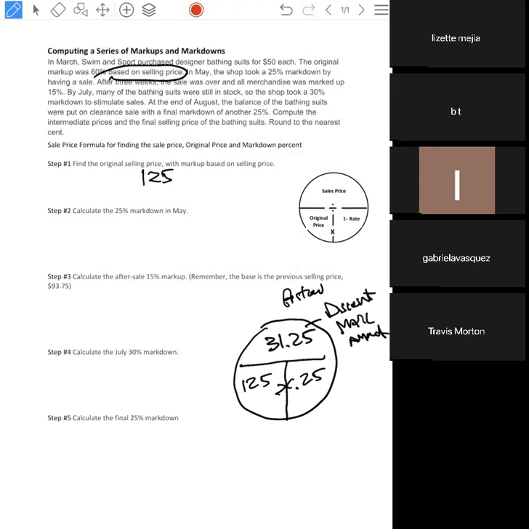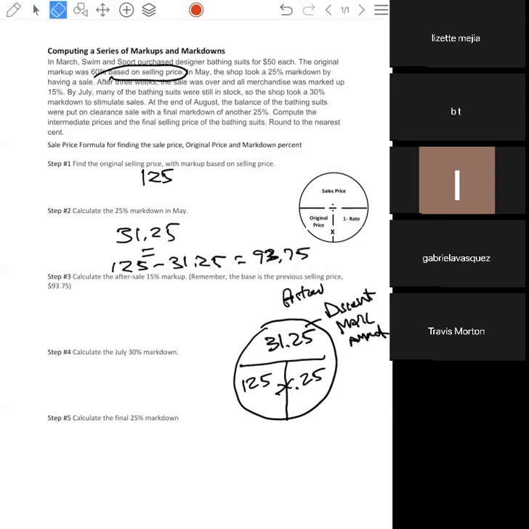But this is just asking you, what is the markdown? So we're going to put 31.25, right? But just for fun, we want to make sure that we get it correct. So if you take the 125 minus the 31.25, that means the new selling price is 93.75, right? All right.